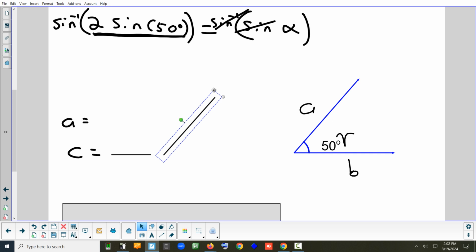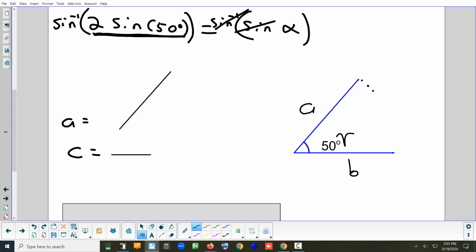Yeah, it's close enough. All right, so there's A. I cannot turn that. I've got to keep it like that. I also can't make it longer or shorter. It has to stay 2 units long. Now, side C, that's the side that's over here.